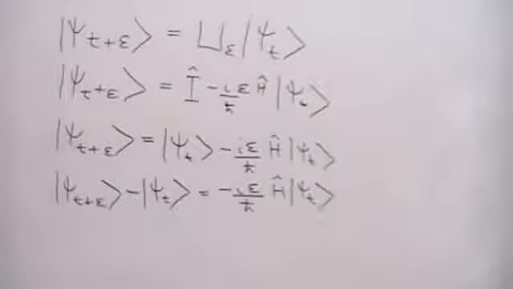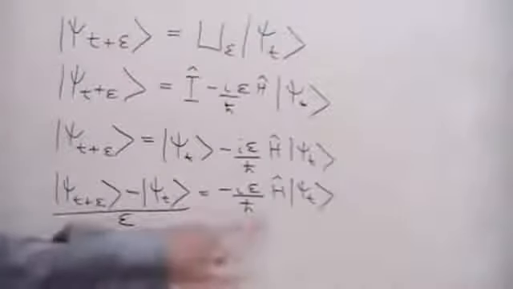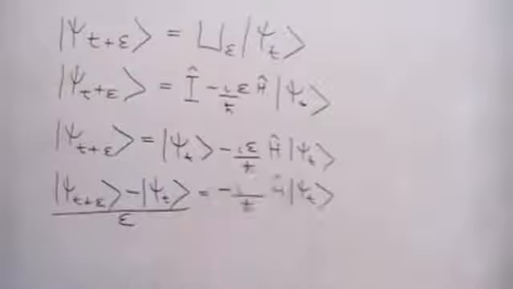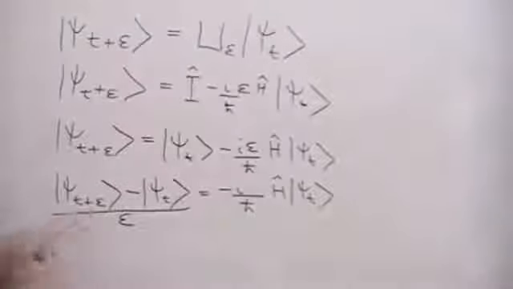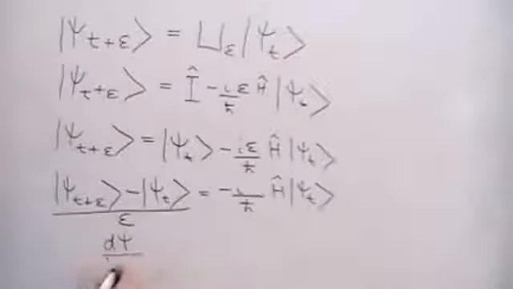Now I'm going to divide both sides by epsilon. So this side gets divided by epsilon, and when I divide this side by epsilon, of course, the epsilon just disappears. Now then, what have we got here? We've got psi at t plus epsilon minus psi at t, and epsilon is a very small time difference. So we've got the change in psi as the top line, and epsilon is the change in time. What is that in our ordinary language? That's just the rate of change of psi with t. It's d psi by dt.